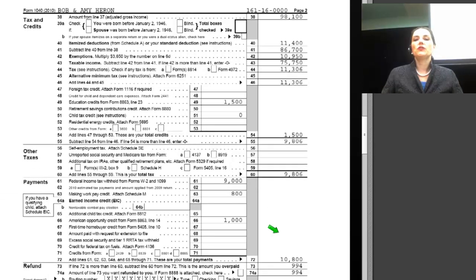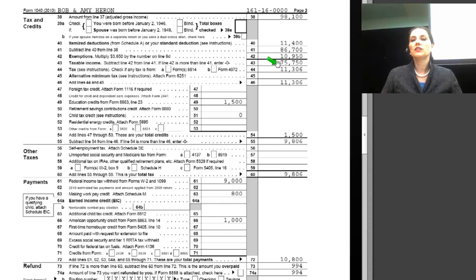We continue on page 2 with the adjusted gross income of $98,100. We enter a standard deduction for a married filing joint couple of $11,400. We subtract that number out from their adjusted gross income and get $86,700. Next, we take 3 times $3,650. That equals $10,950 of exemption deduction, and we enter that on line 42.